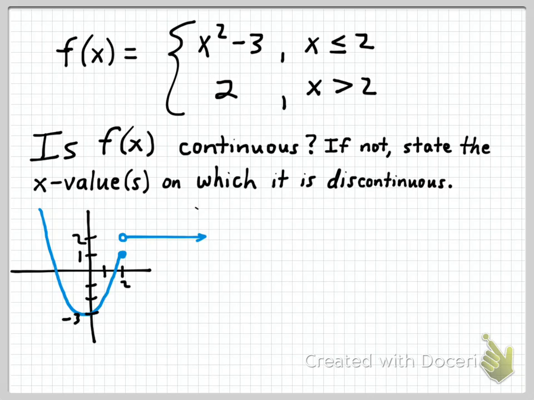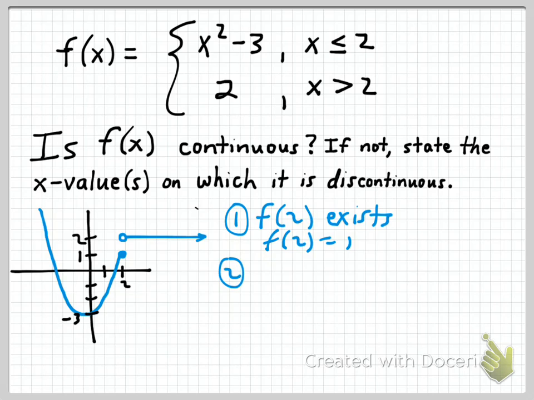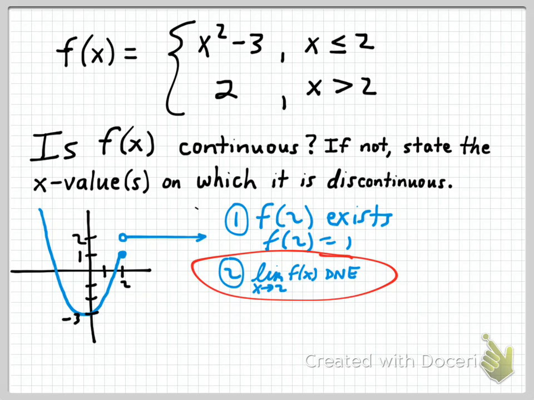Well, we can go through the checklist. f of 2 exists. f of 2 is equal to 1. Then the second condition: the limit has to exist. We can clearly see that we have a jump discontinuity and the limit does not exist. The limit as x approaches 2 from the right and from the left do not equal each other. So therefore we say the limit does not exist. We don't need to go to the third condition because this function is not continuous at 2, since it didn't pass that second condition.